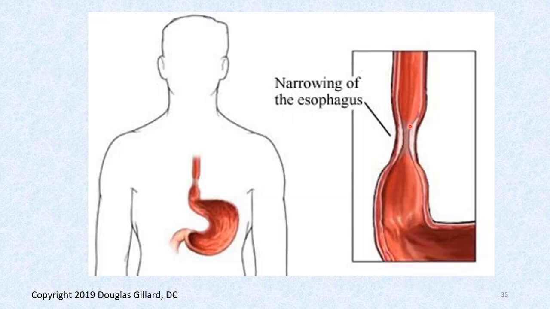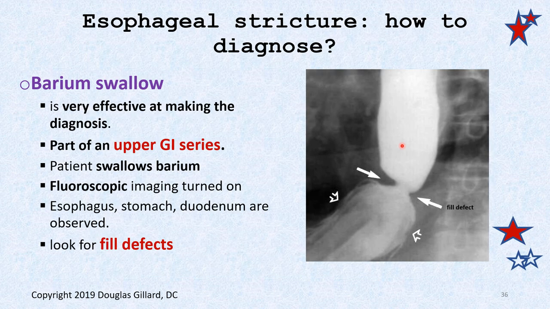Here's an example of such narrowing, such stricture. It's trouble. This patient would have trouble swallowing things. They might revert to just eating soup. How do you make the diagnosis of stricture? You order something called a barium swallow. Very effective at making the diagnosis.